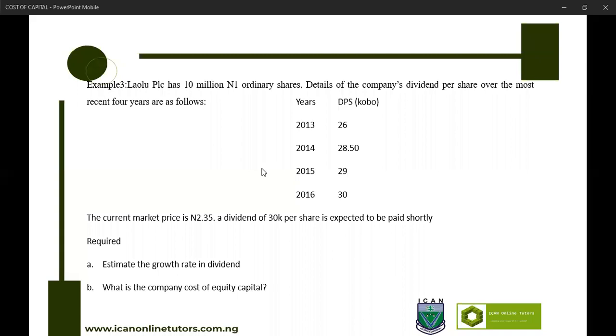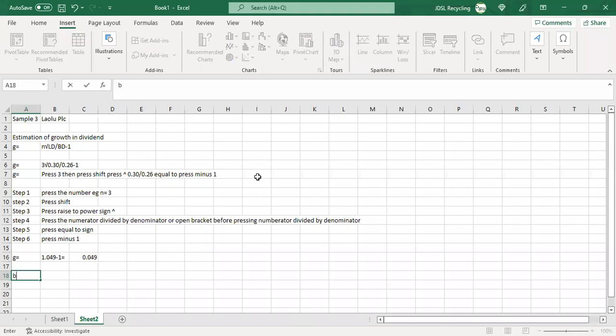And the formula to be used here will be what? Cost of equity capital with growth. KE is equal to current dividend, open brackets, 1 plus growth rate, we close our brackets, divided by market value, ex dividend, all plus the growth rate. Now, what is our market value ex dividend?